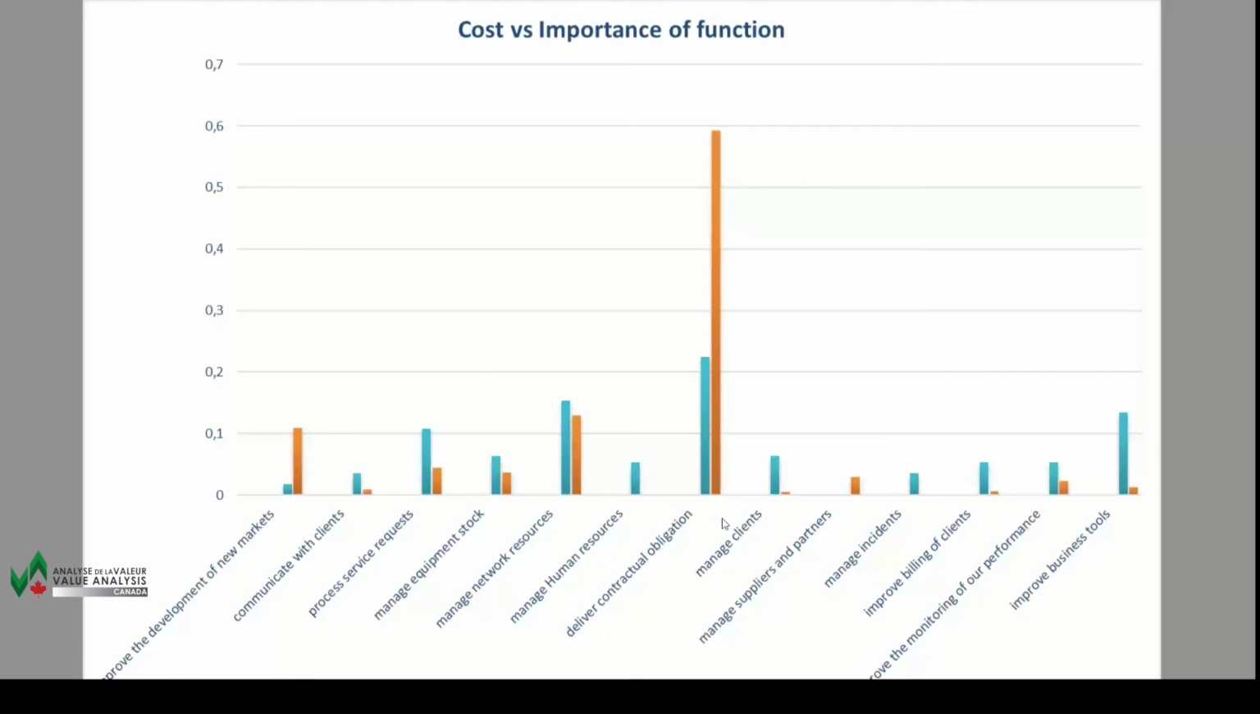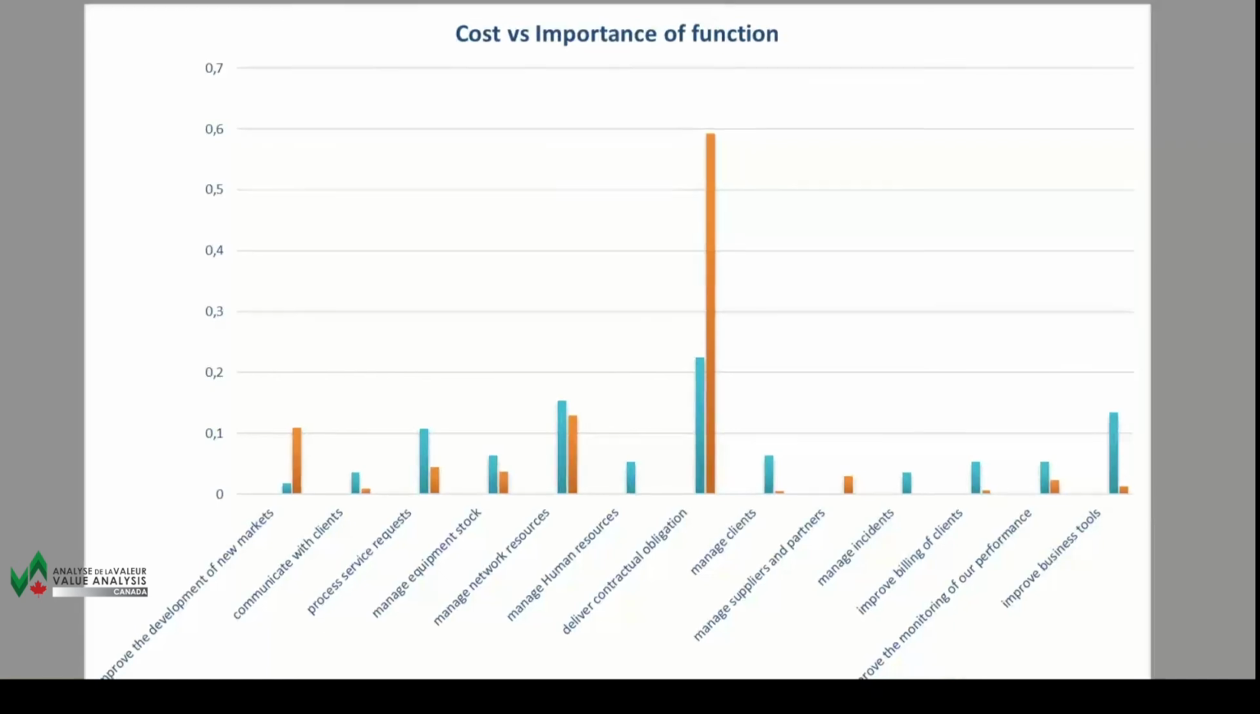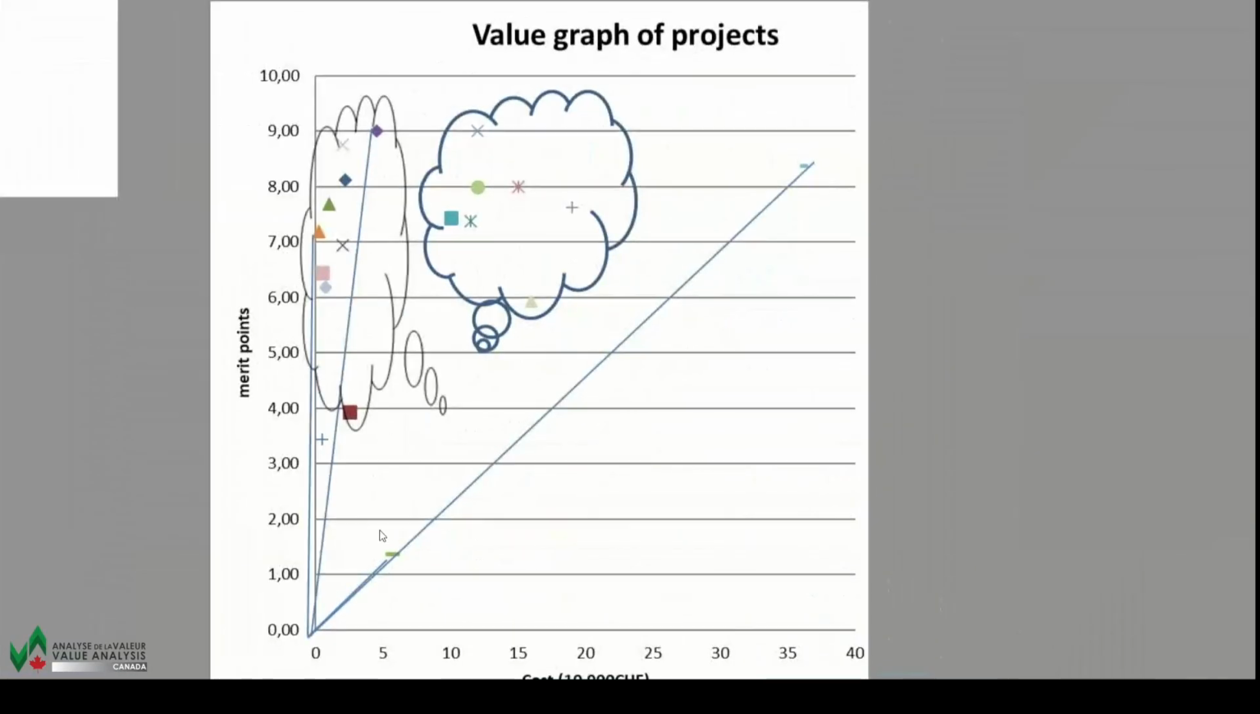Maybe we should see if we can move some money from one project to another to have it where it's important for us. And eventually, by comparing the different projects that were left after these two phases, like each dot on this value graph is a project. So you see that from 30, they went down to about 20 projects.